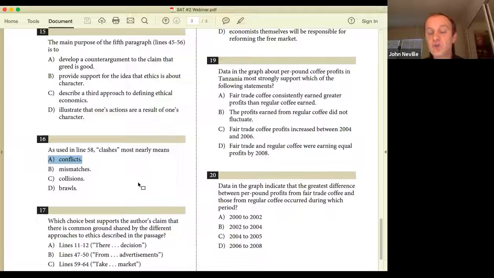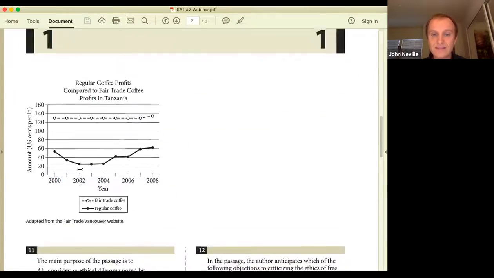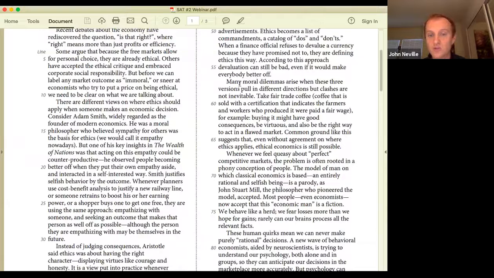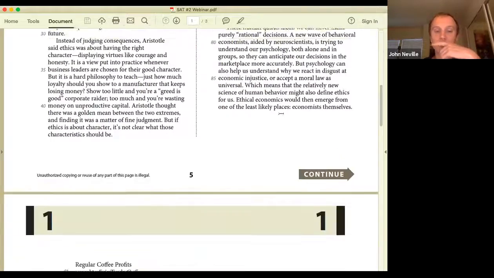If it comes down to two answers, let's say we weren't sure, and it was between collisions and conflicts, so A and C, but we knew it wasn't mismatches or brawls, we could go back to the sentence and plug those two answers in and see how they go. And sure enough, when you say "many moral dilemmas arise when these three versions pull in different directions, but conflicts are not inevitable," that just works really well, right? That has a great ring of truth to it. So that is how to tackle words in context questions.